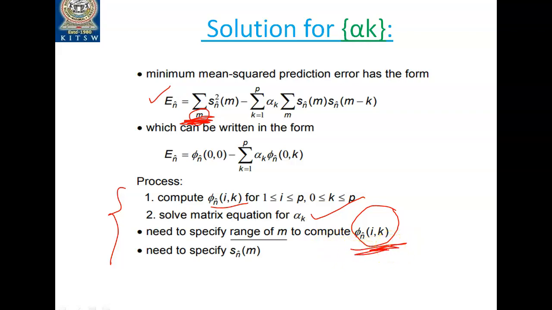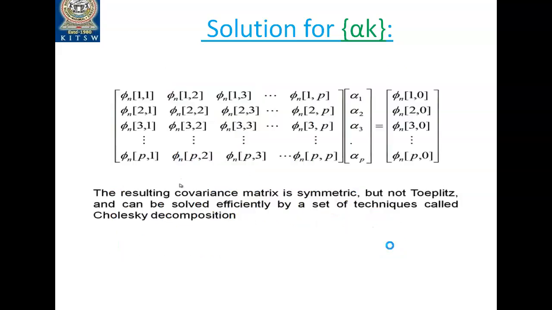The first method we are seeing today is the autocorrelation method. This is a matrix form: a p by p matrix, and these two are the column matrices, and this is the p cross p matrix.